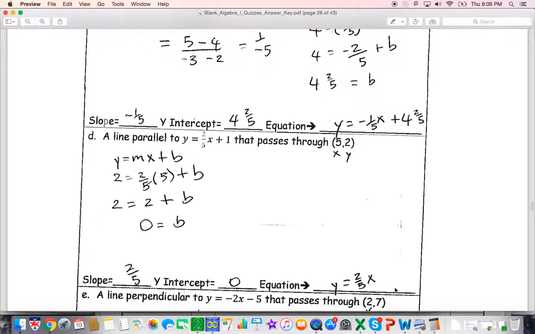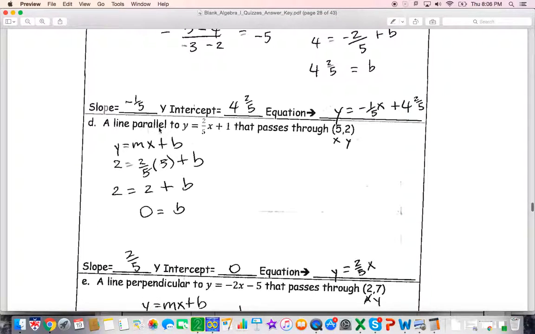All right, now moving on to the next question. We want the equation of a line that is parallel to y equals 2/5 x plus 1 that passes through 5, 2. When you see a question like this, we are interested in the slope of our new line. And in order to figure out the slope of our new line, we know that parallel lines must have the same slope. So if the slope of our original line is 2/5, y equals mx, that's our slope. So the slope of the new line will also be 2/5.